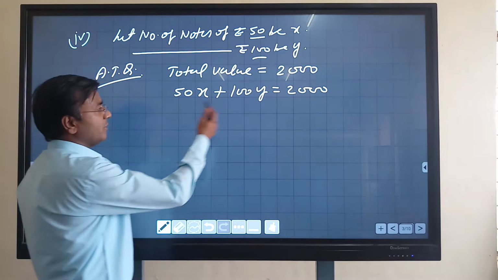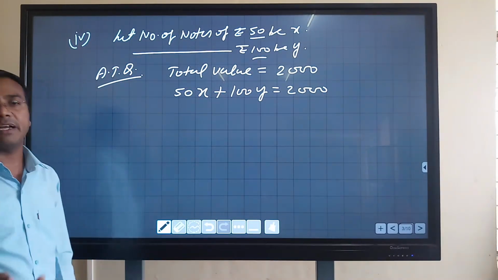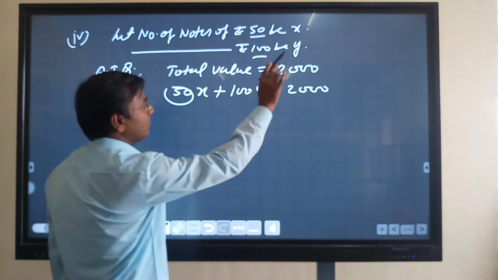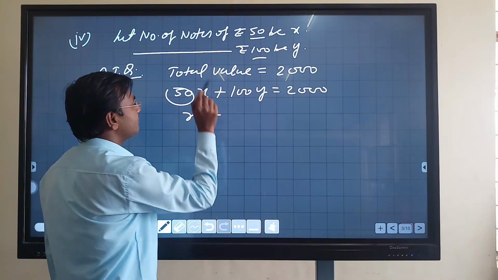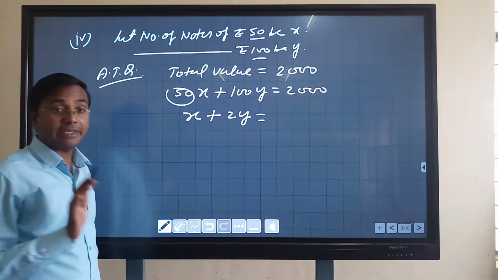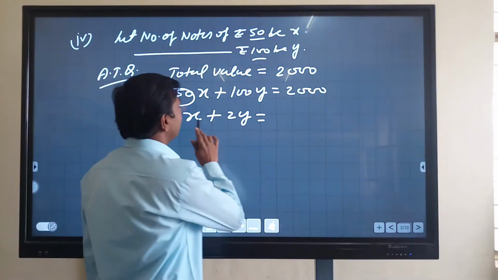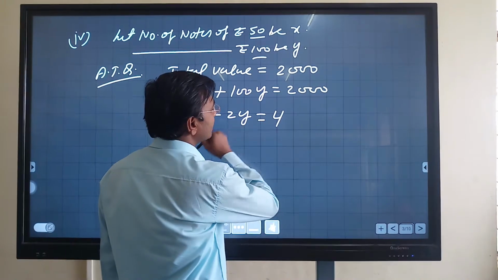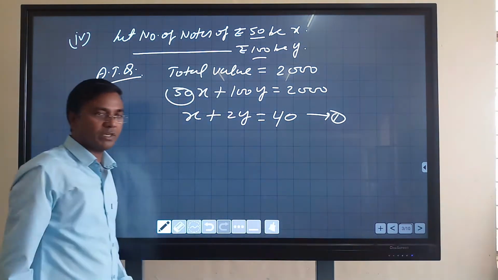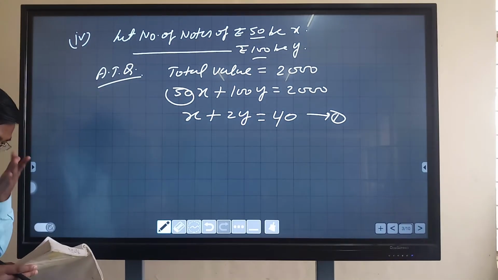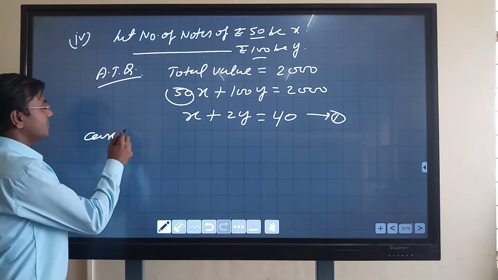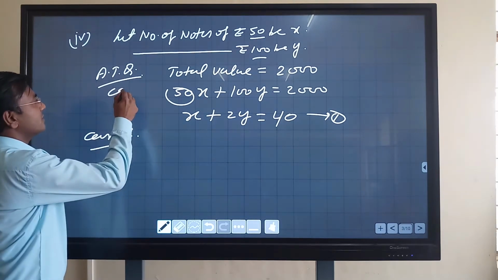Now we see there are bigger numbers, so we can divide by any number. Let us divide by 50 because all numbers are divisible by 50. So x plus 2y. This is done to make the calculations easier. And 2000 divided by 50 is 40. So this is equation first. Similarly, the second condition. This is the case first.